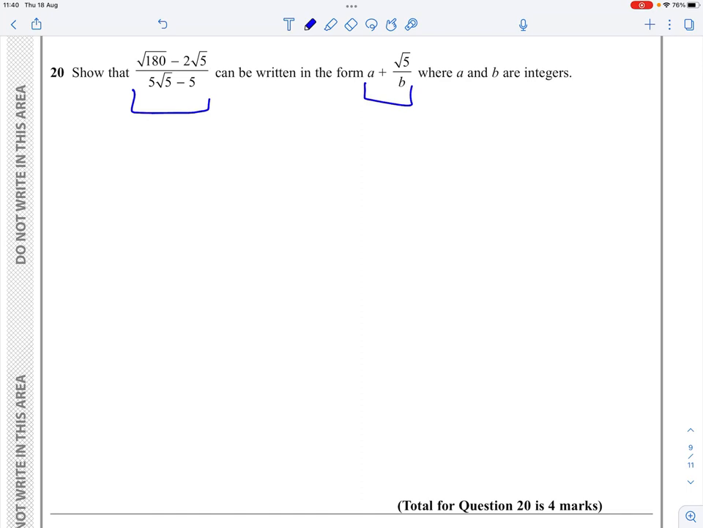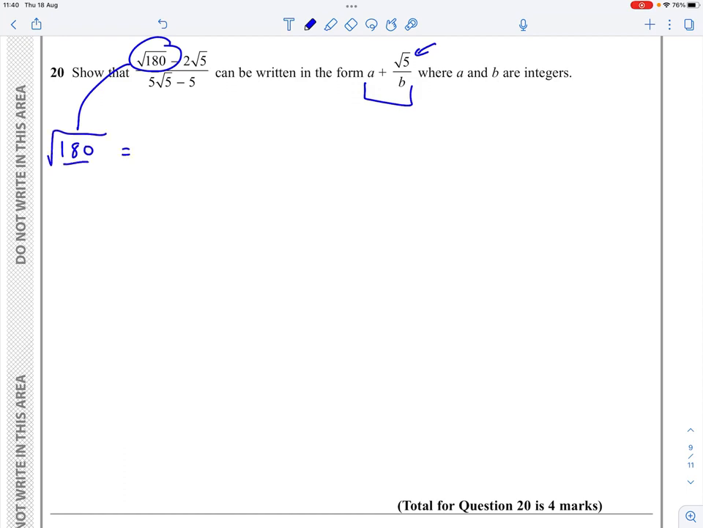When we look at the format that we want to write in, we have a square root of 5. So that means we should be writing everything in terms of square root of 5. We can see this is written in terms of square root of 5. This is also in that same form, but 180 is not. So what we'll do, we'll take square root of 180.